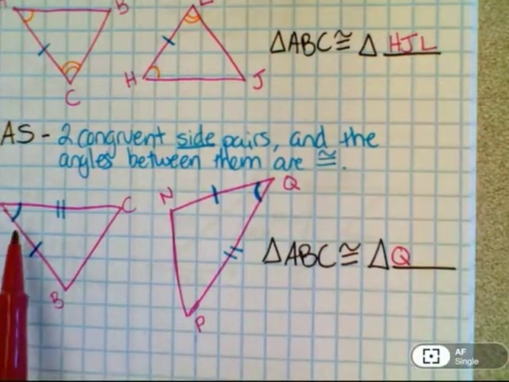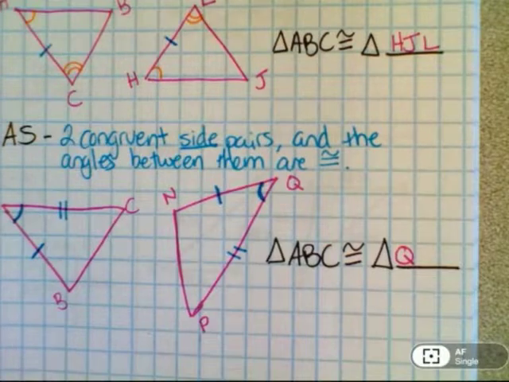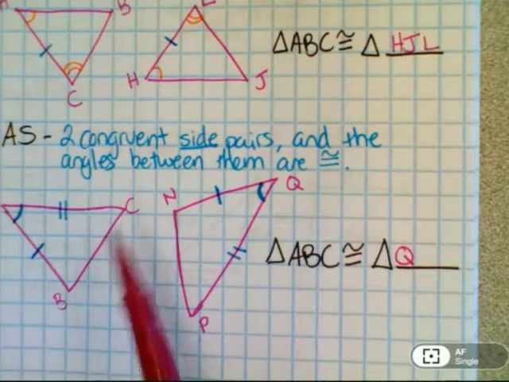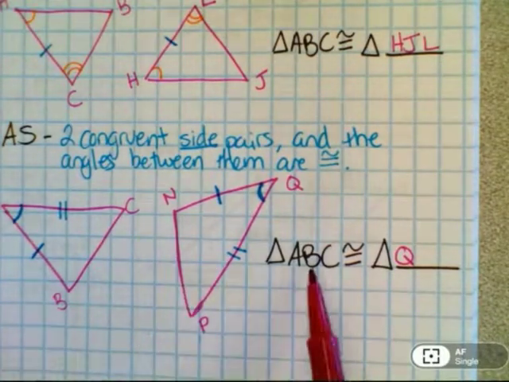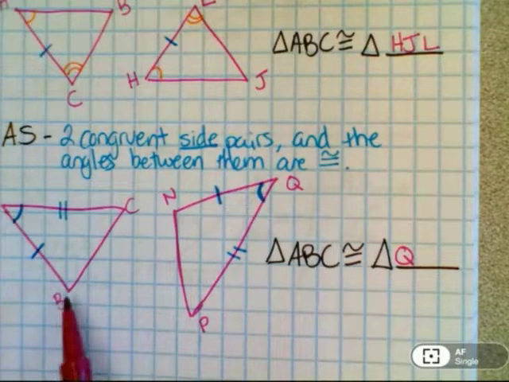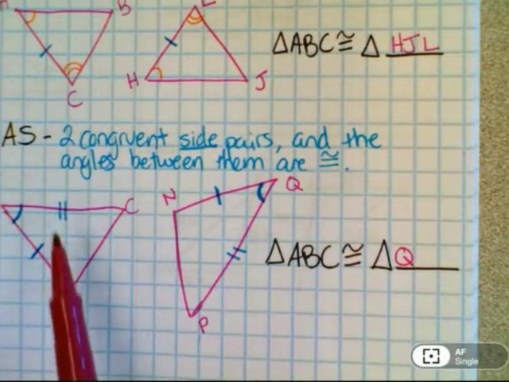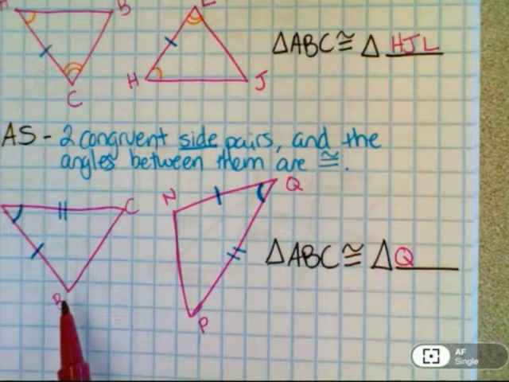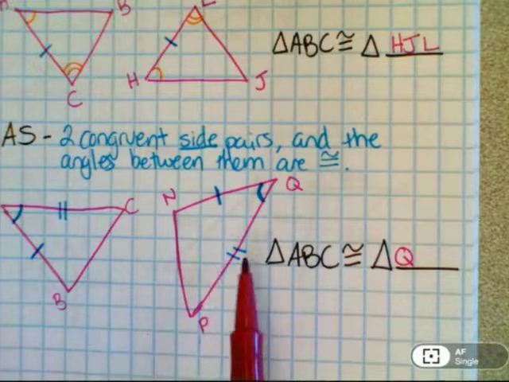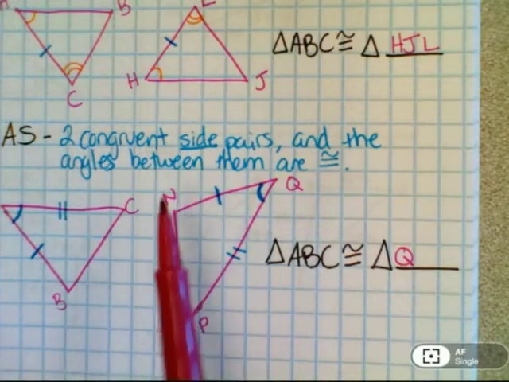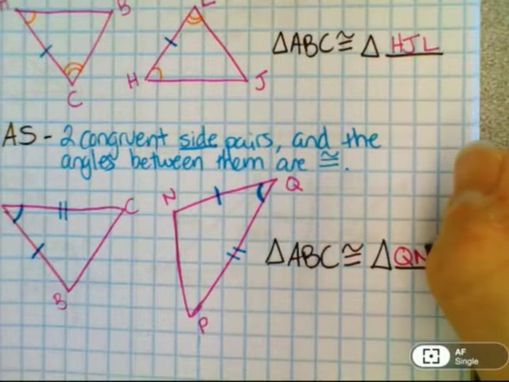The first letter is easy. A and Q are marked congruent. The next 2 are more challenging because they don't have markings. So angle B, the way that I would look at it is that it's the angle that's across from the 2 tick mark side. It's across from it. So I need to do the same thing over here. Here's the 2 tick mark side. The angle across from it is angle N, and so that would need to come next.